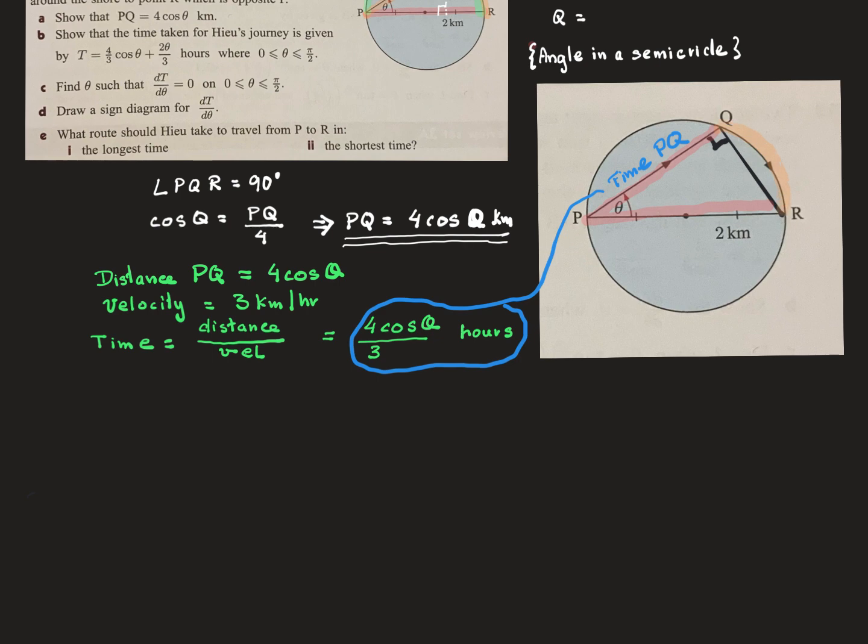Now we need to find how long the rest of the journey took him from Q to R. And from Q to R, he's no longer rowing the boat, he's now walking. So we need to find the distance QR. This is no longer a straight line, it's a sector of this circle. And to be able to find the perimeter of that particular sector, we need to know this angle here. And this angle is going to be 2 theta. This is another example of another theorem, the angle at the center theorem.